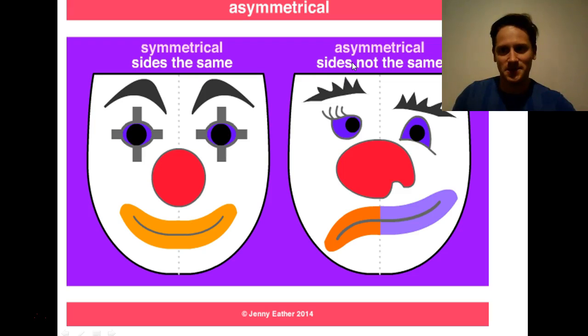Asymmetry is the opposite. So we don't have the same thing on opposite sides of the line of symmetry. So it's a pretty silly example, but you've got the eyebrows are completely different. The eyes are a different shape. The eyelashes are going up, that are curled a bit funny. And I don't even know what this is. The nose is different. The mouth is different. So this is quite a scary, asymmetric looking clown here.